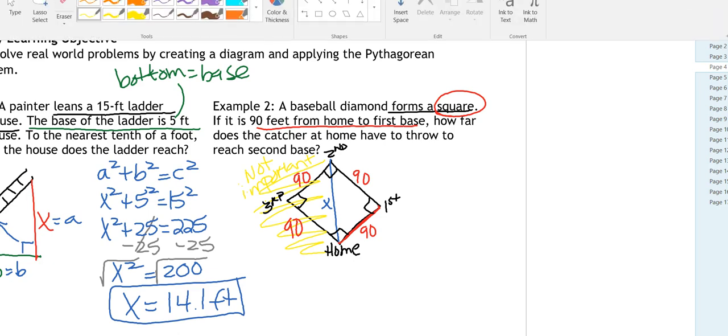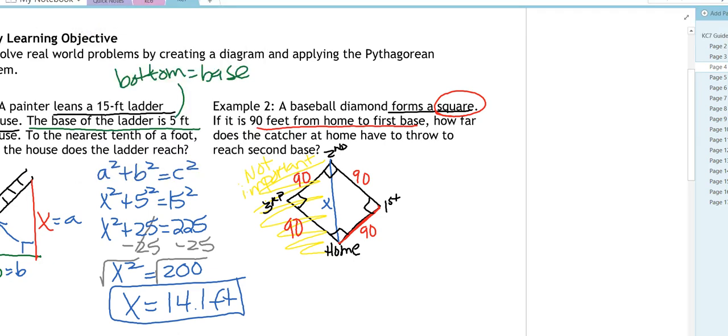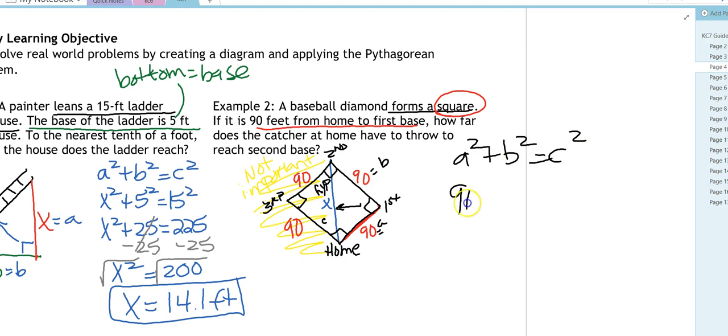So when we set this up, if this is my 90-degree angle, that's going to make this my hypotenuse, which is my C. And this would be my A, and this would be my B. So I'm going to go ahead and set up my equation. A squared plus B squared, same formula, equals C squared. One of my legs was 90, so 90 squared. My B was 90 also, so 90 squared. And I'm trying to figure out my hypotenuse, which I labeled as x. So that's going to be x squared.